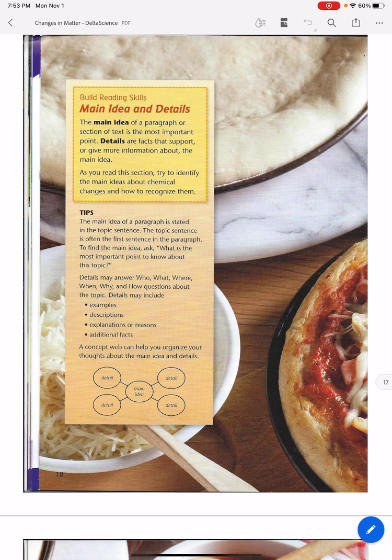Tips. The main idea of a paragraph is stated in the topic sentence. The topic sentence is often the first sentence in the paragraph. To find the main idea, ask, what is the most important point to know about this topic? Details may answer who, what, where, when, why, and how questions about the topic. Details may include examples, descriptions, explanations or reasons, additional facts. A concept web can help you organize your thoughts about the main idea and details.